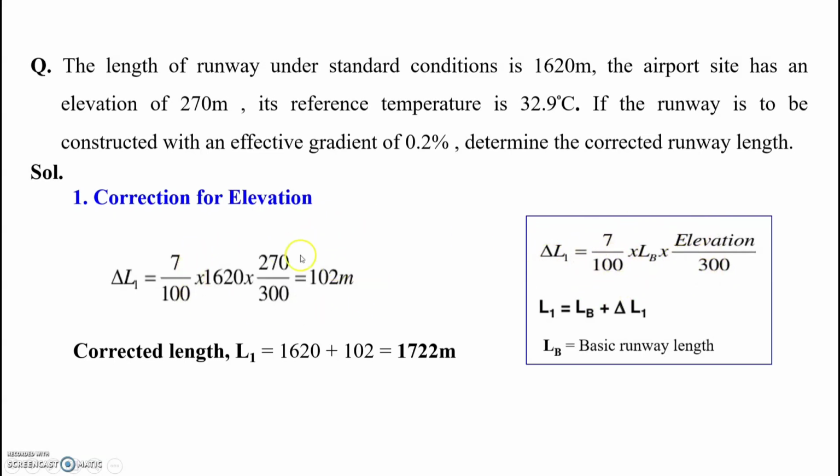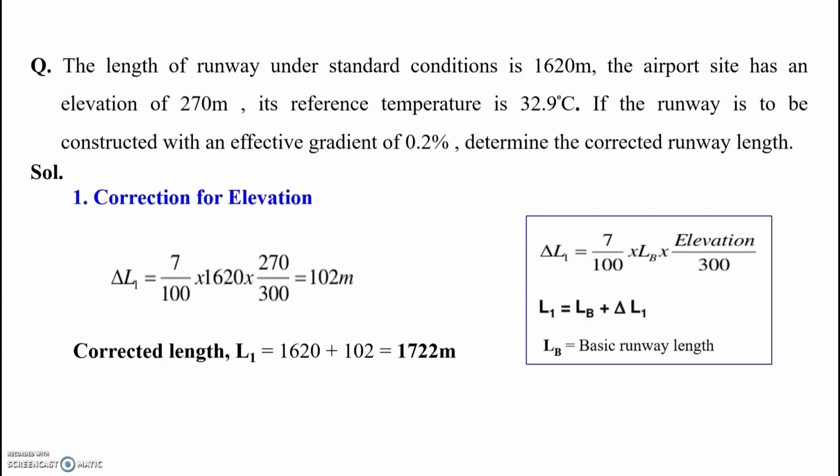Now you can substitute the data available in the equation. LB denotes the basic runway length, which is given in your question as the length of runway under standard conditions, 1620. So your LB is 1620. The elevation is given as 270 meters. So 270 by 300 will give you the correction for elevation. On substituting and solving, you get your delta L1 value as 102 meter.